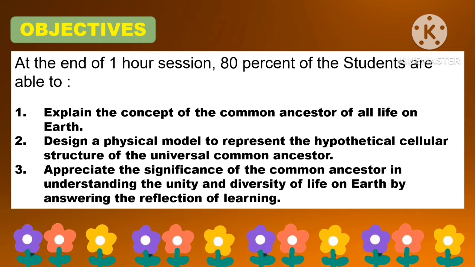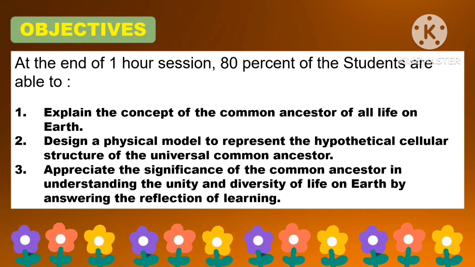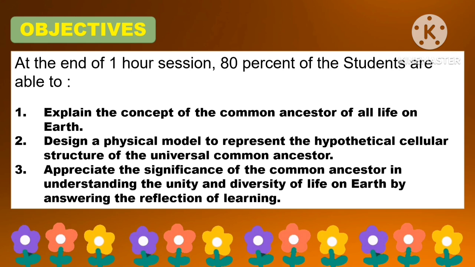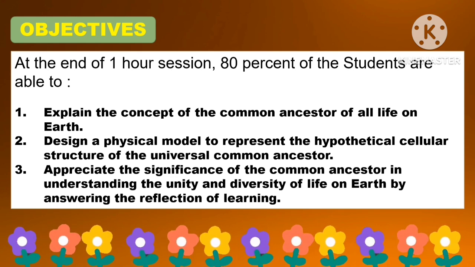For the objectives, at the end of one hour discussion, 80% of the students are able to: first, explain the concept of the common ancestor of all life on Earth; second, design a physical model to represent the hypothetical cellular structure of the universal common ancestors; and third, appreciate the significance of the common ancestor in understanding the unity and diversity of life on Earth by answering the reflection of learning.